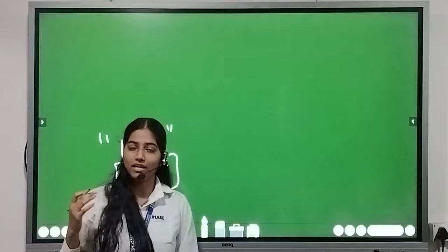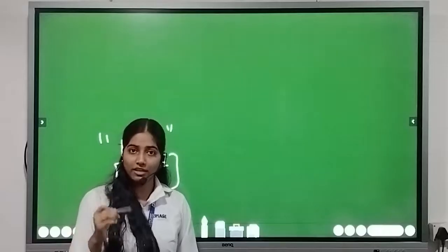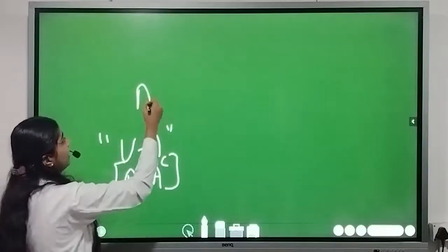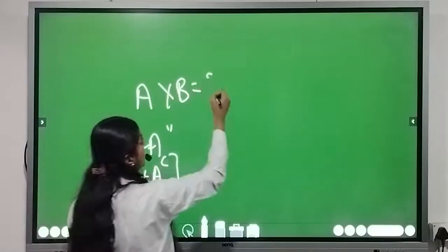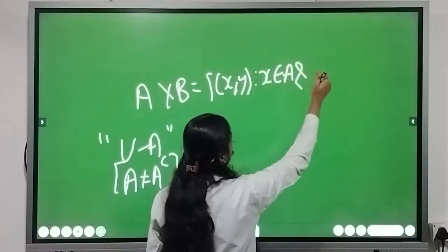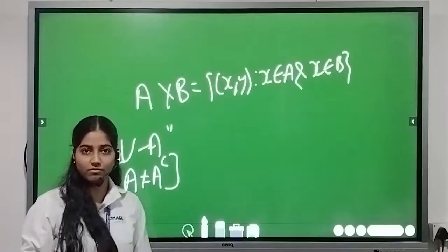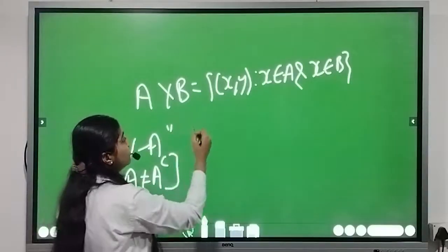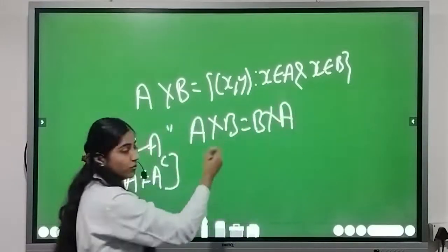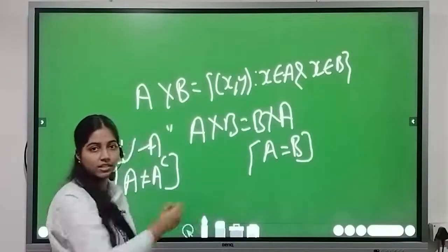But moving on to next, I will start the last topic, which is Cartesian product. Let A and B be two sets. Then all the ordered pairs X comma Y in which X belongs to A and Y belongs to B are called the Cartesian product. It is represented by A cross B. The mathematical definition is the set of X comma Y such that X belongs to A and Y belongs to B. We can note here that A cross B is not equal to B cross A. And if you want these to be equal, then A should be equal to B.